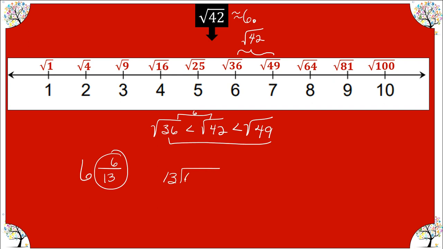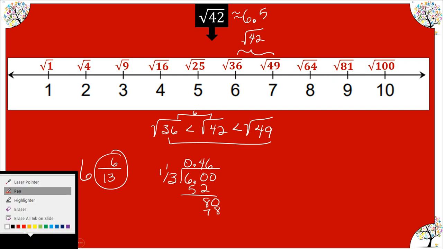13 divides into 6. So 13 can go into 60. Let's try 4, maybe 5. 4 times 3 is 12. 4 times 1 is 4, plus 1 is 5. Nope, that worked. And then 13 into 80. Let's try 6. 6 times 3 is 18. So I'm going to round that to 0.5. So it's halfway in the middle.